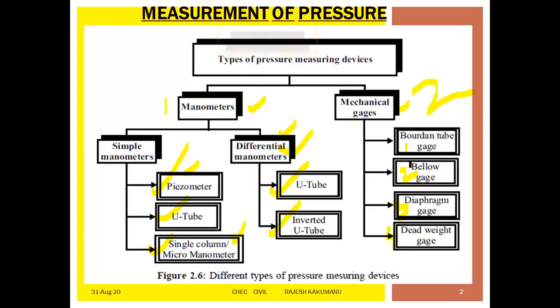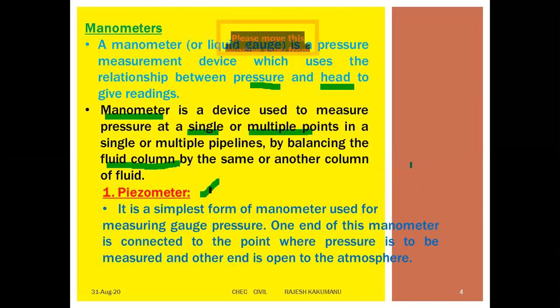See in the table, you are seeing the first thing is a piezometer. Now, what is a piezometer device? It is the simplest form of manometer, which was designed at the earlier stages. So the first and the simplest method is the piezometer type of manometer. Here the one end of the manometer is connected to the point where the pressure is to be measured and the other end is open to the atmosphere.